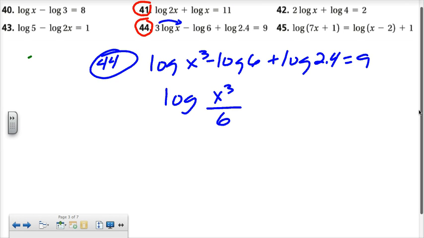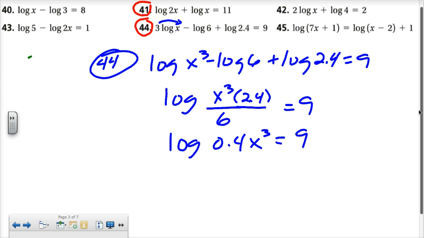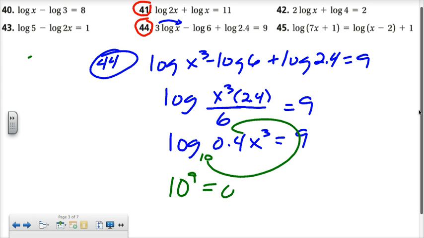And now notice there's no parentheses there. And we have a plus for the 2.4. Well, that means that's multiplication. So we're going to put that up there with our x to the third. And then 2.4 divided by 6 is 0.4. So this is the logarithm of 0.4 x cubed equals 9. And again, we would go ahead and exponentiate, which means snail shelling. Common logarithm, so 10 to the 9th, 10 for our base, equals 0.4 x to the third.